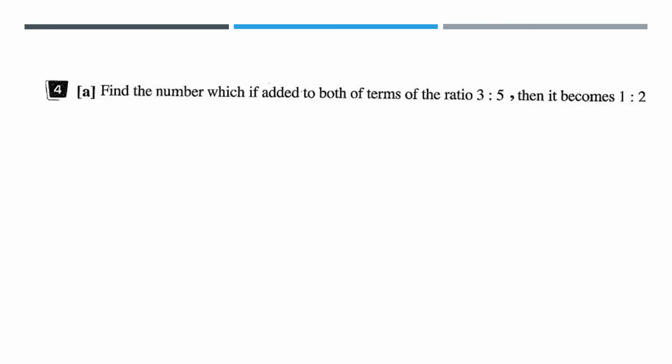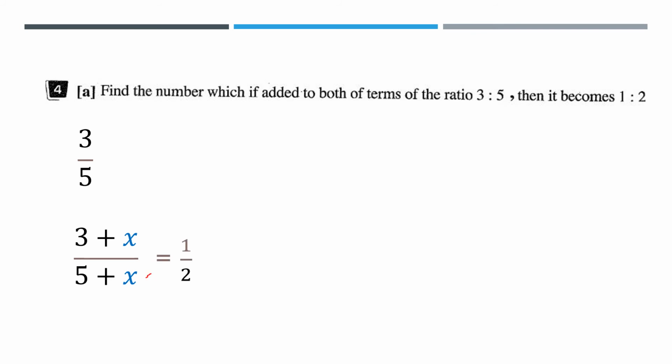Question 4, part A. Find the number which if added to both the terms of the ratio 3 to 5, then it becomes 1 to 2. Okay, we write the ratio 3 over 5. I will add x to the numerator and the denominator. So it will be 3 plus x over 5 plus x. This equals 1 over 2. This is the given I have.